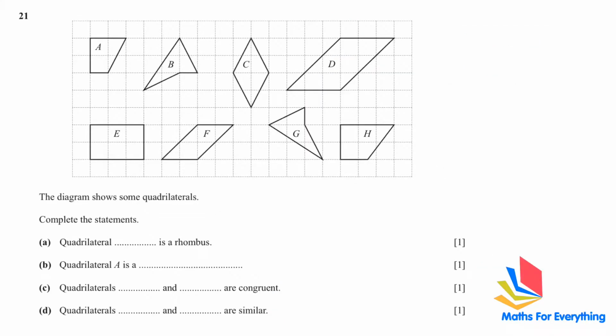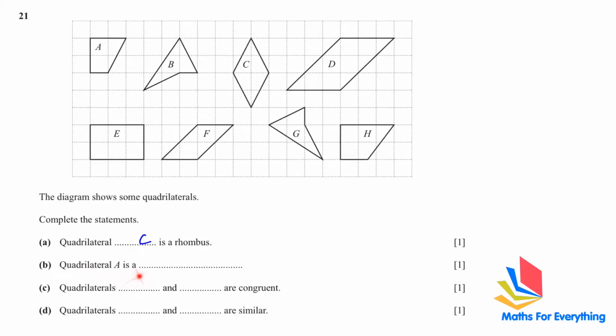Question number 21. The diagram shows some quadrilaterals. Complete the statement. Quadrilateral is a rhombus. A rhombus means 4 sides are equal and the angles are not equal to 90 degrees. The opposite angles are equal to each other. So, which is a rhombus? C is a rhombus.